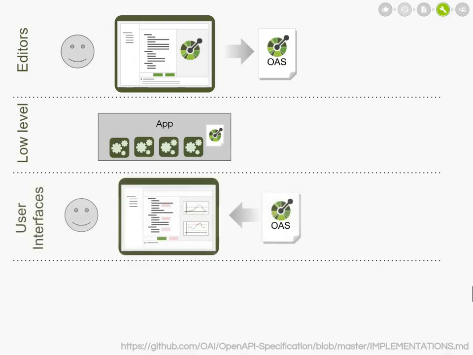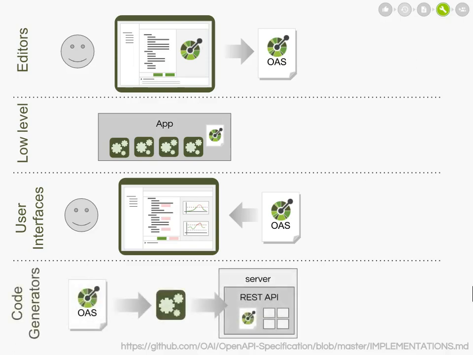You can have some user interface tools that are widgets or components that can work together with the specification. So, for example, you can render the specification in a user-friendly way for a developer, for the documentation, for the reference guide. And finally, you can have code generators.